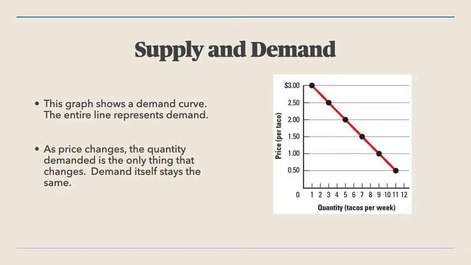So if the price is at $2.50, then the demand for tacos on this graph is about 3 per week. If the price changes to $1 per taco, the demand line stays the same. What changes is the quantity that's demanded. The quantity demanded now is 9 tacos per week.